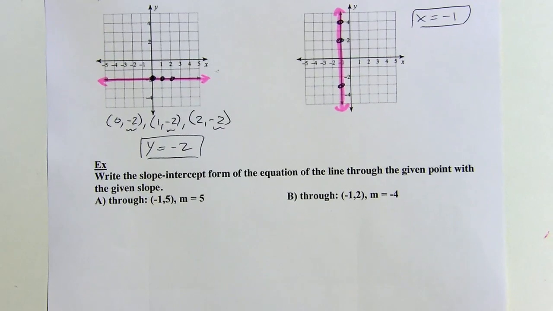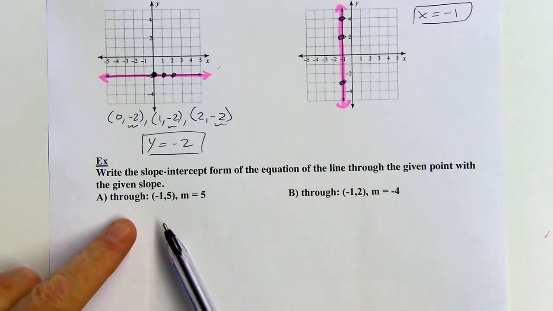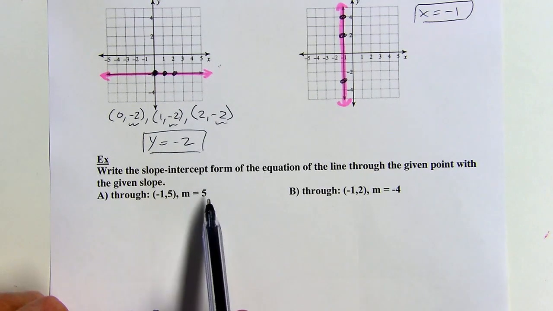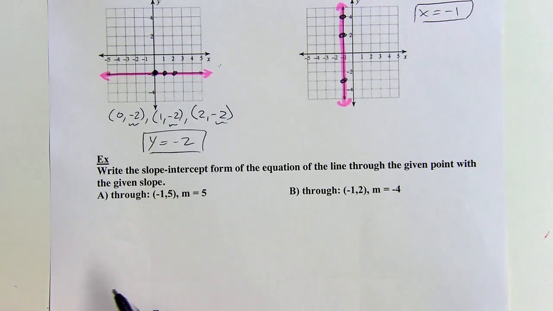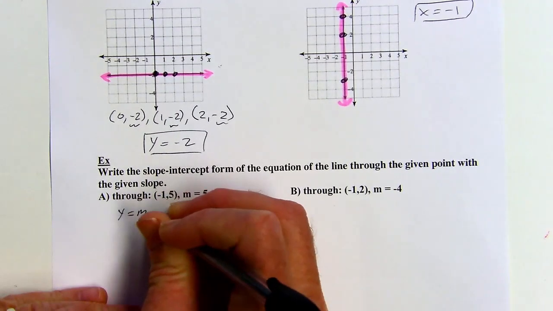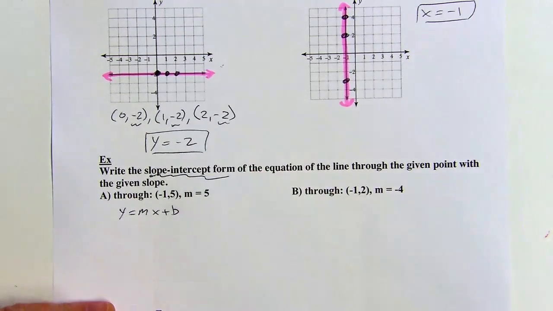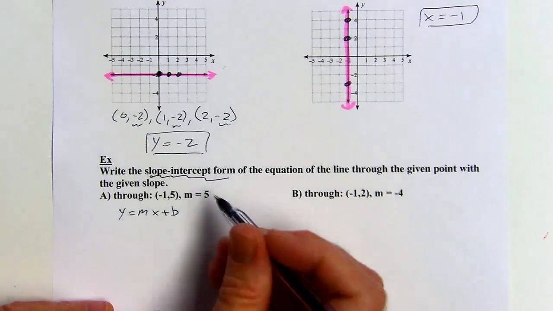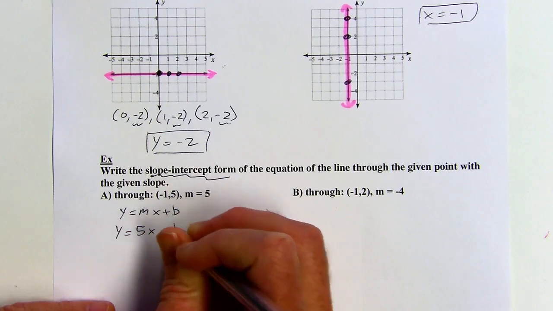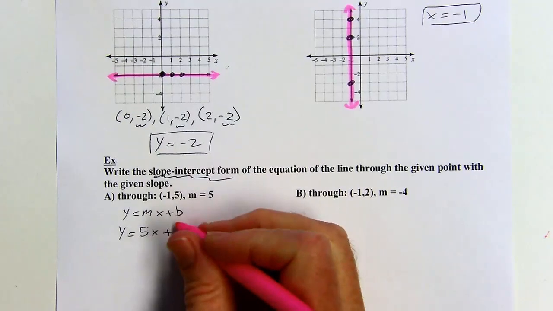Let's write the slope-intercept form of the equation for a line through the given point with the given slope. Okay, so we've got a through point here. Our line goes through this point, and we've got this slope. So if we're thinking y equals mx plus b, because that's how they asked us to write the equation, well, I already know the slope, so that's a good thing. But I still need to find the y-intercept.